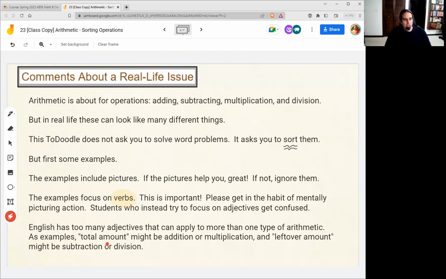So, like total, an adjective modifying the noun amount. What kind of amount is it? It's the total amount. That might be because we added, or it might be because we multiplied. Or a leftover amount. Leftover might be because we subtracted something, or because we did some division. So think about the action, the verbs of what's happening.